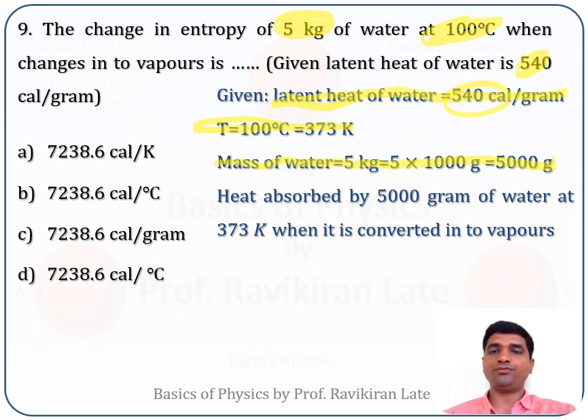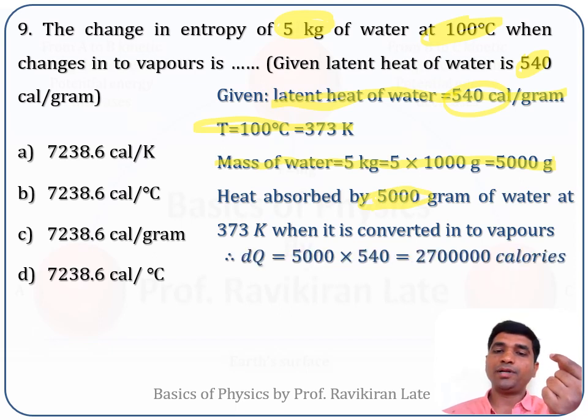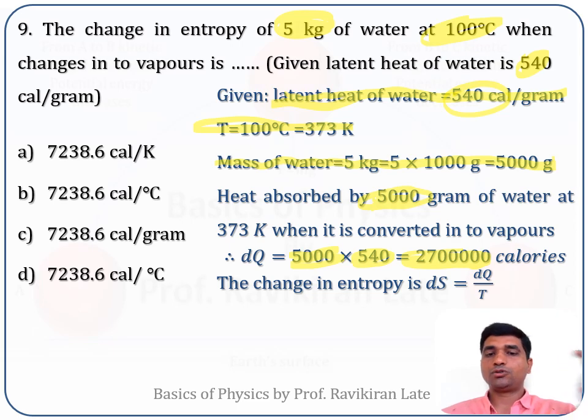We know that the latent heat of water is 540 calories per gram, meaning for 1 gram, 540 calories of heat is required. So for 5000 gram, how much heat will be required? It will be 5000 multiplied by 540, which comes out to be 270000 calories.